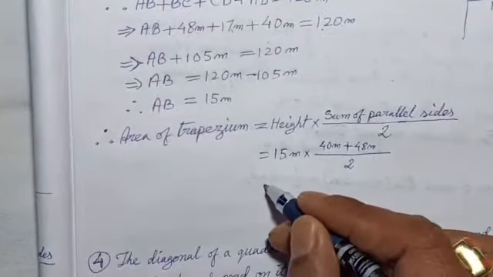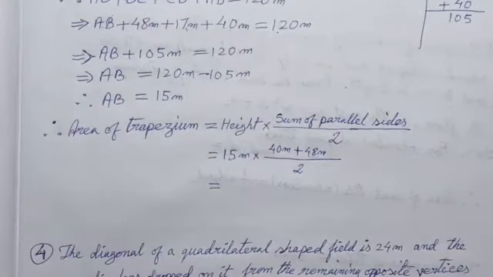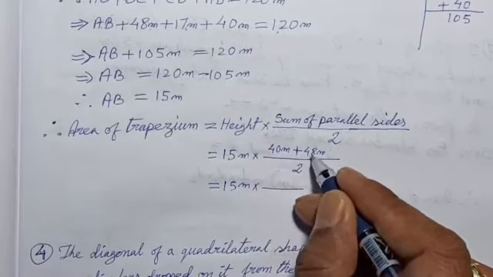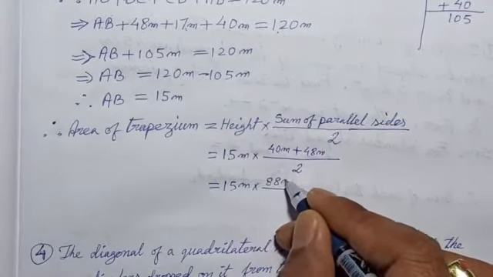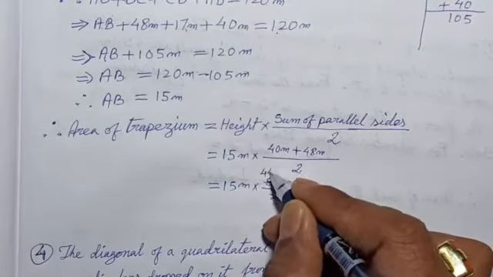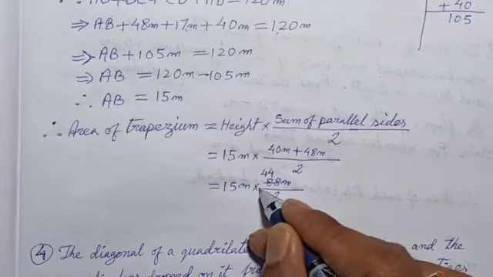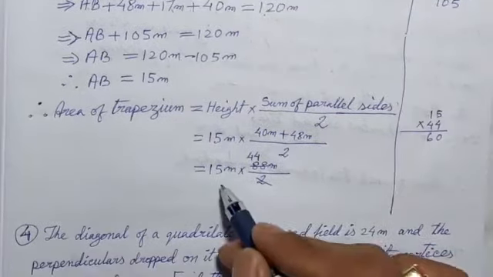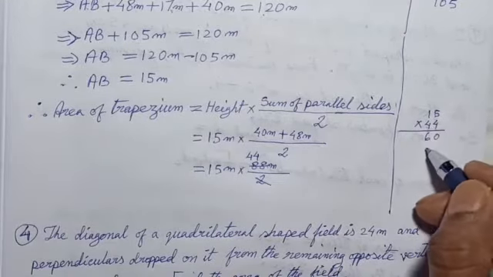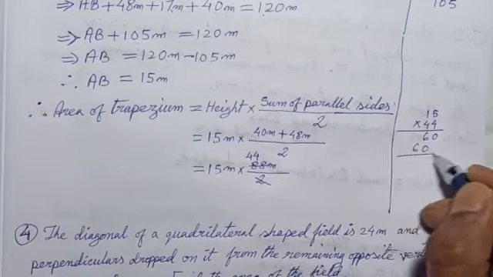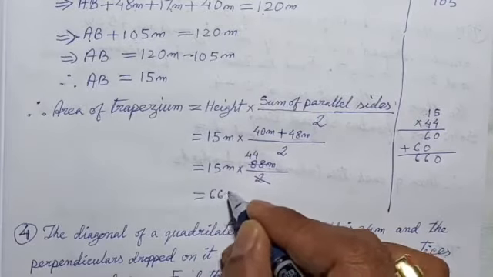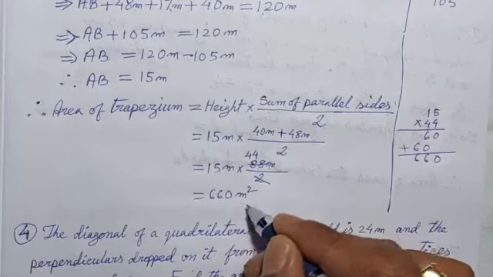Now next steps. So 15 meter into 40 plus 48 is 88 meter, divided by 2. 2 divide 88, that is getting 44. Now 15 into 44. So 15 into 44, 4 5 times is 20, 4 times 4 is 16, 16 and 4 is 20, 6 times 4 is 24, plus 4 is 24, times 4 is 6, 60. If we add together, we are getting 660. So we are getting 660 meter into meter is meter square, and this is the answer.